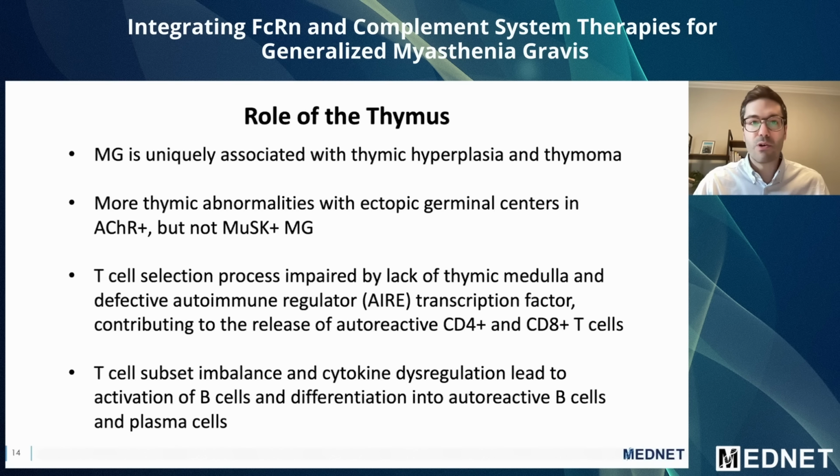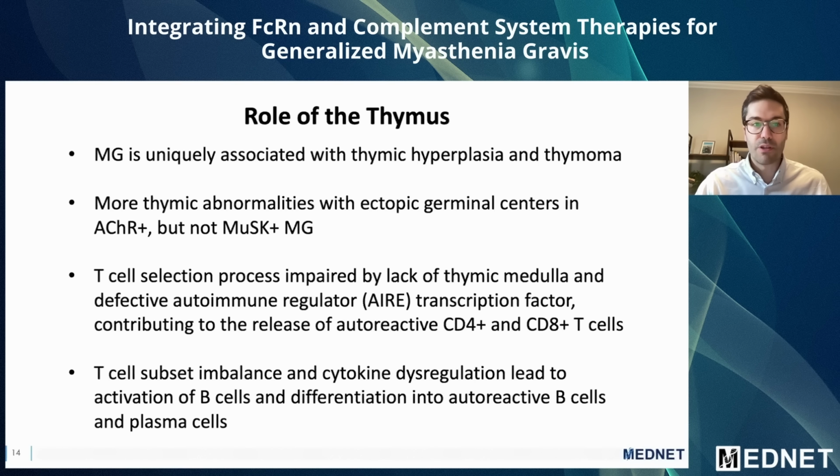Now, I'd like to start out, though, by talking about the role of the thymus, because this is really where the pathophysiology begins. And with myasthenia gravis, we see that it's uniquely associated with thymic hyperplasia and thymoma, which is very important in terms of treatment options like thymectomy, which Dr. Gable will be going over more later on. And it's been found that there are more thymic abnormalities with ectopic germinal centers in AChR positive patients, but not MuSK-MG. And this influences the treatment decisions in these different antibody populations as well.